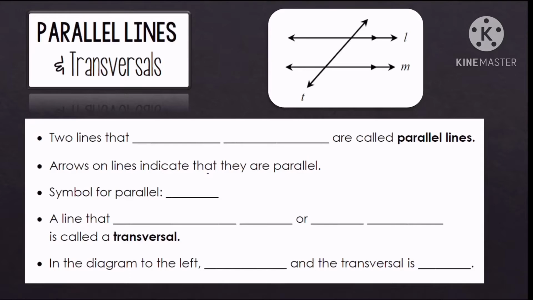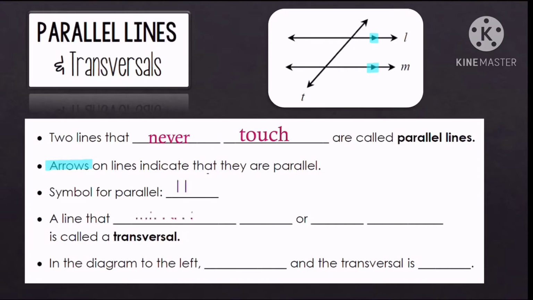So two lines that never touch are called parallel lines. We'll know lines are parallel by arrows that are written on them. There will be arrows on the lines and they indicate that they are parallel. Okay? Notice these lines here. You have line L with an arrow on it and line M. That means they are parallel. Our symbol for parallel is basically two straight lines up and down right next to each other.